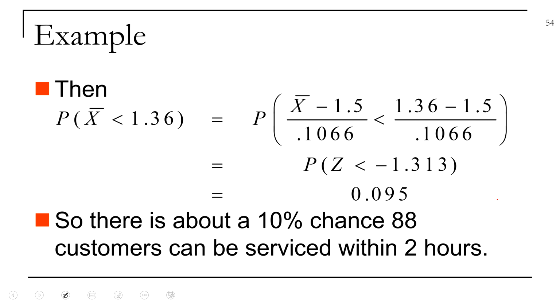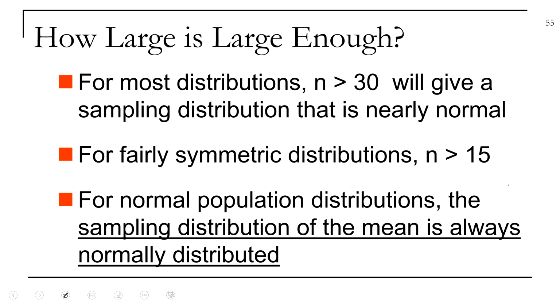The probability X bar is less than 1.36. You could z-score it, which we do here, or you could use the pnorm command in R, exact same thing. You'll get the same answer, around 10%, just a little under 10%. So there's about a 10% chance 88 customers can be serviced within 2 hours total. Again, central limit theorem is a nice device that lets you answer probability questions about the sample mean X bar.